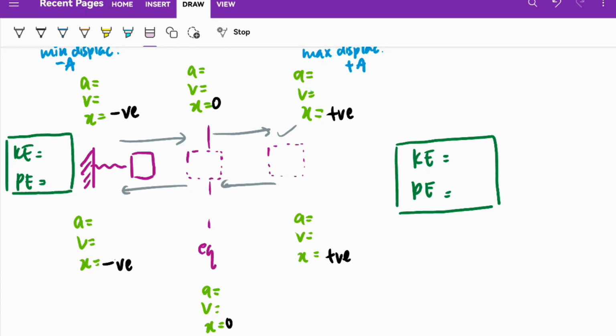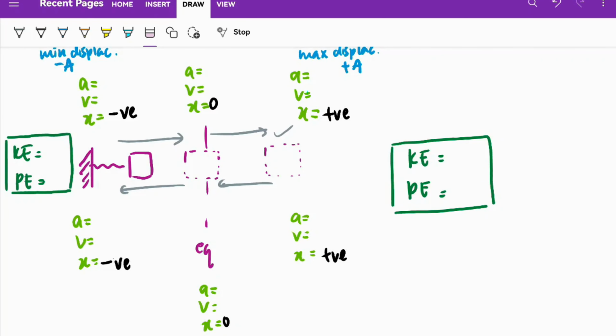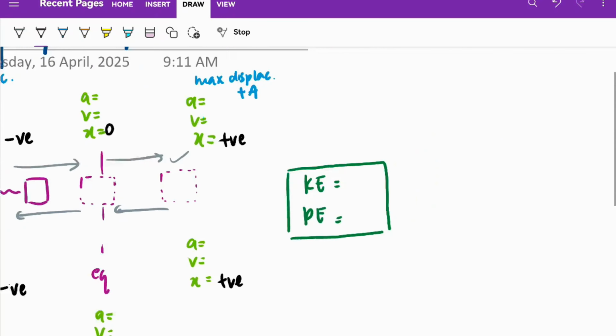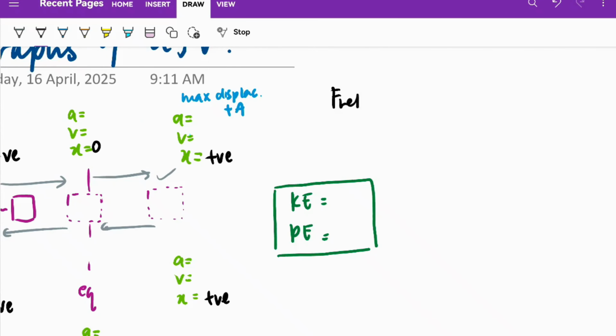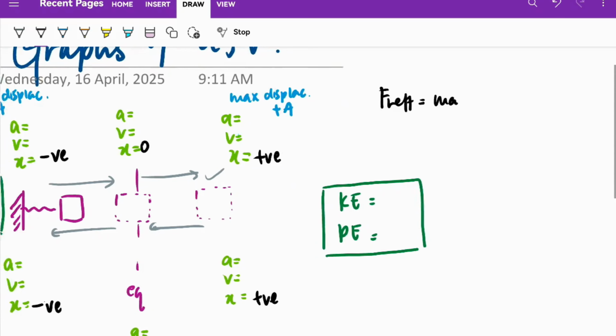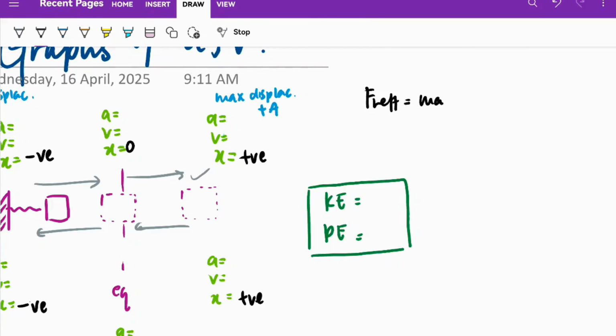Now let's talk about acceleration. Acceleration is related to resultant force, where we have the formula F net equals ma. And we have discussed that since the only force involved here is the spring force, also known as the restoring force, we have negative kx equals ma, which we derived gives you a equals negative omega squared x. Right?